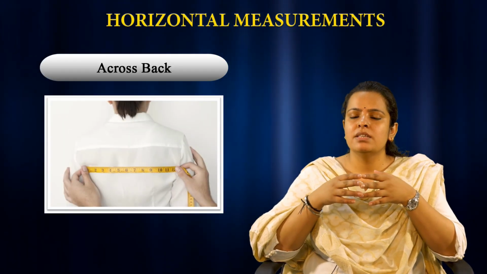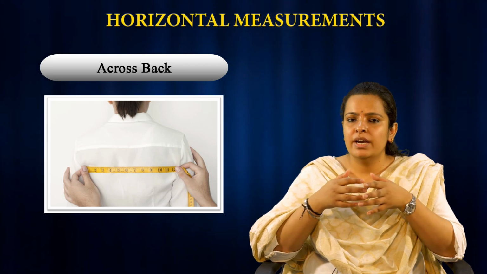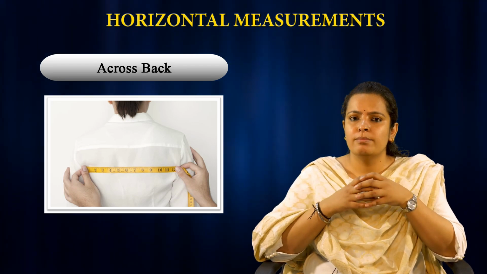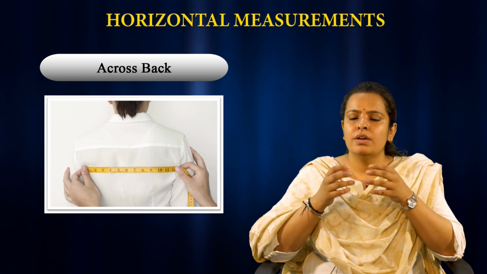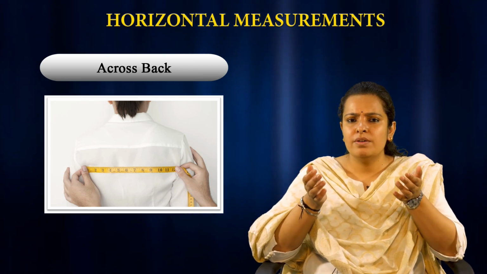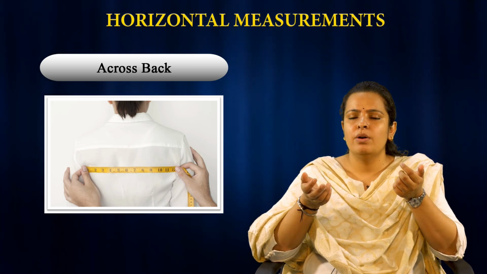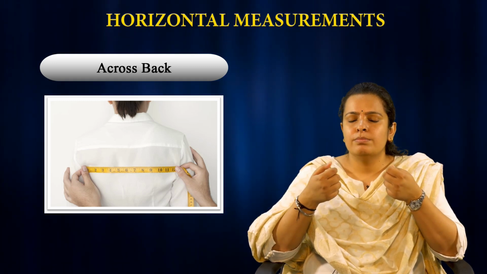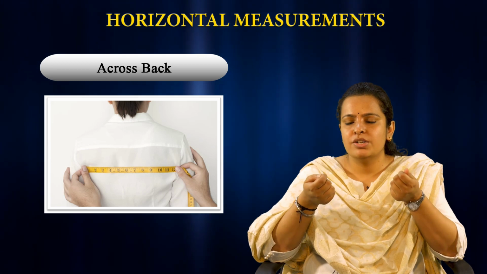Across back means when you turn the human body or the dress form, you can practice on the dress form. When you see the back side of the body, we have to take a measurement when we are going to create a fitted garment or a shirt.